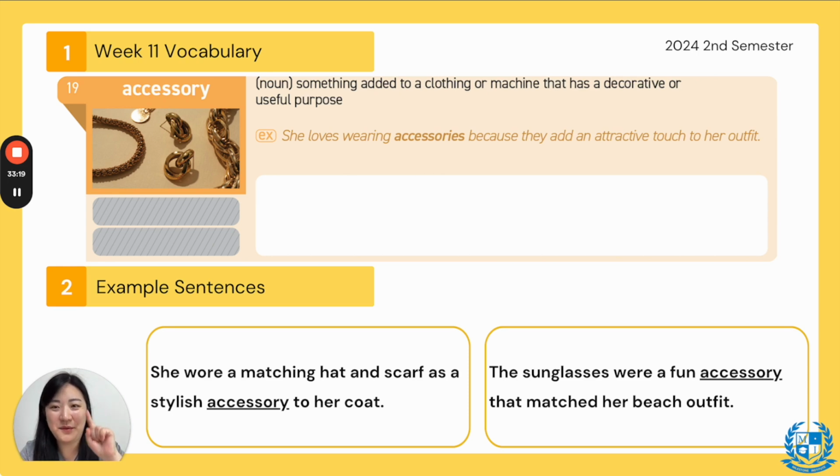Example. 1, 2, 3. She loves wearing accessories because they add an attractive touch to her outfit. So maybe she has like a bow. Some people wear bows in their hair. Very cute accessory. Down here it says she wore a matching hat and scarf as a stylish accessory to her coat. So it's all matchy, and it's very pretty. Next it says the sunglasses were a fun accessory that matched her beach outfit.